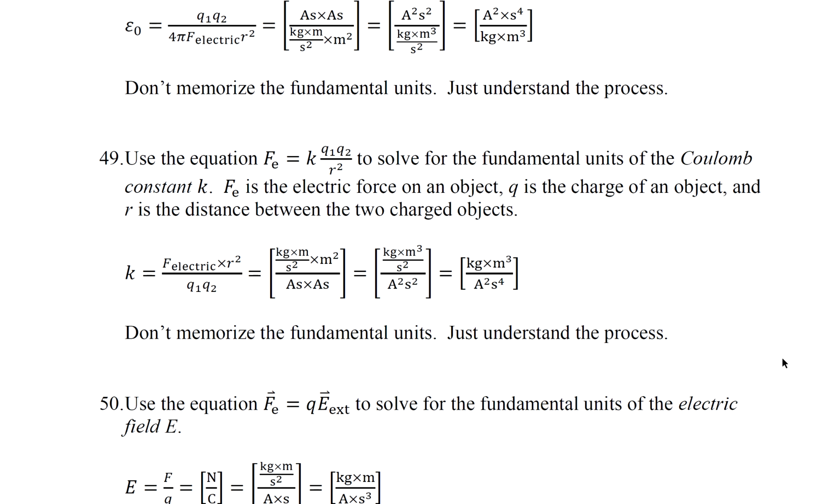Question 49, use the equation F sub E equals k Q Q over r squared to solve for the fundamental units of the Coulomb constant k. And you could see what was done there. You could see questions 48 and 49 have almost the same fundamental units, it's just flipped. You just take the inverse of one to get the other.